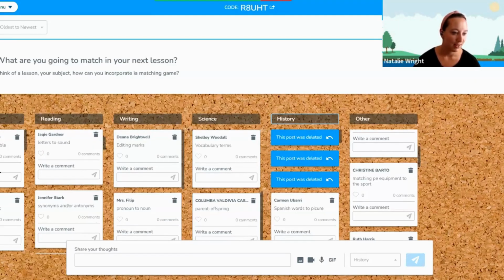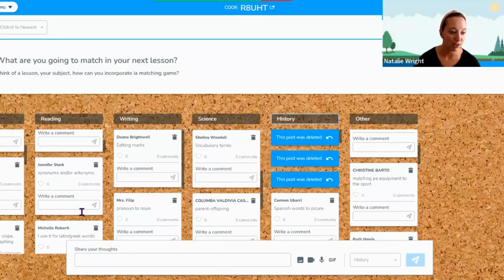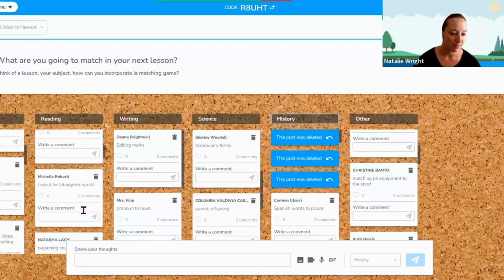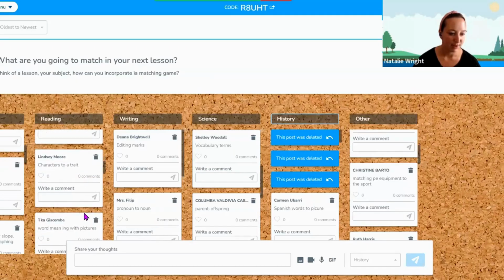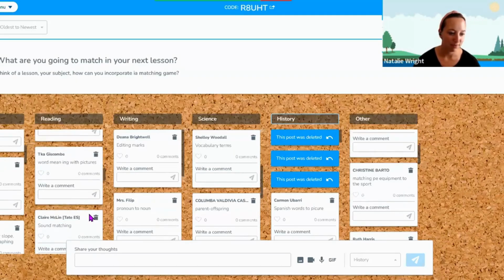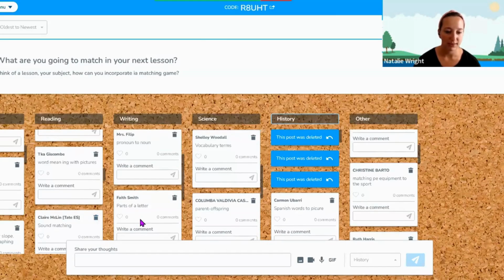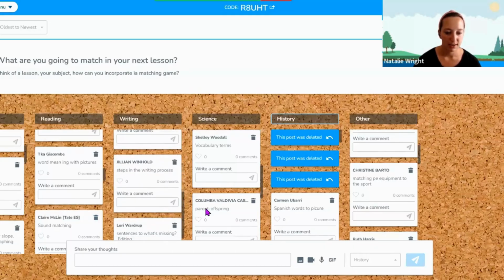Oh, I love this. Solving for the variable. Yep, our math equation and our answer. Math fact to product. Perfect. Yep, any math terms, vocabulary words. Awesome. Characters to trait. You guys are awesome. Ooh, meaning, sound matching, pronoun to noun, parts of a letter. Steps in the writing process.